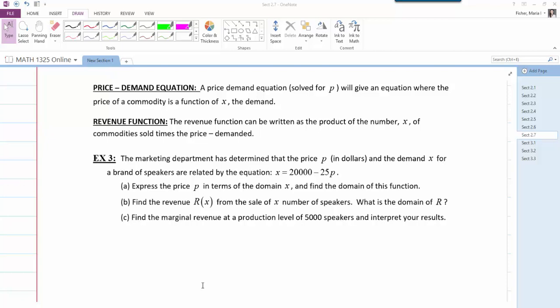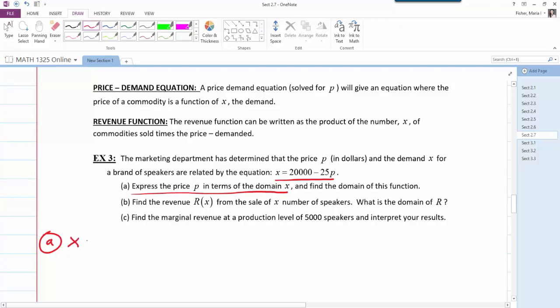So now let's look at number 3. It says the marketing department has determined that the price in dollars and the demand X for a brand of speakers are related to the equation X equals 20,000 minus 25P. Part A, express the price P in terms of the demand X and find the domain of this function. So express the price P in terms of X really just means take this equation and solve it for P.